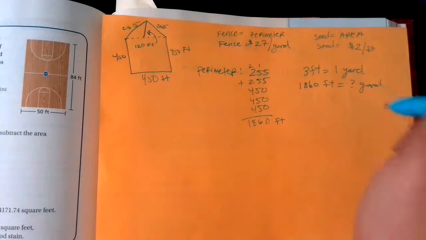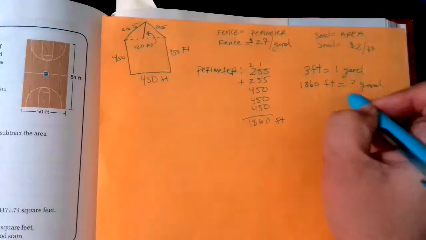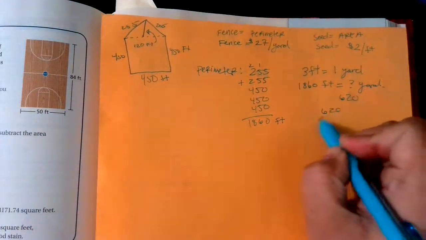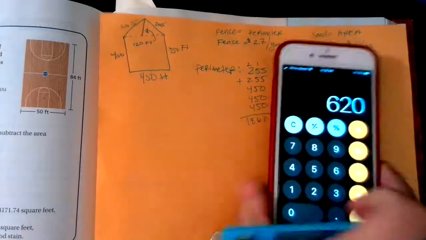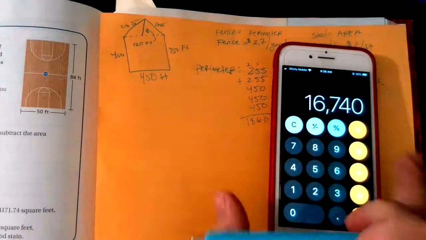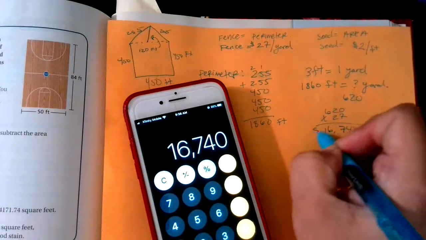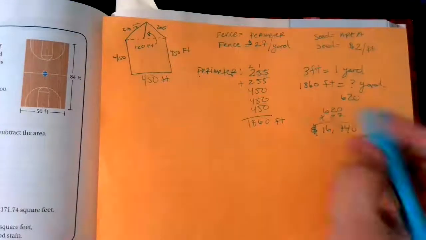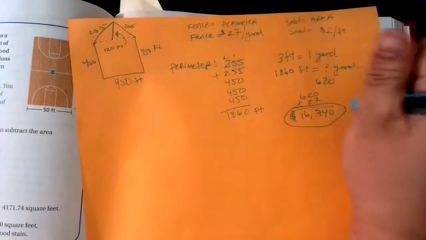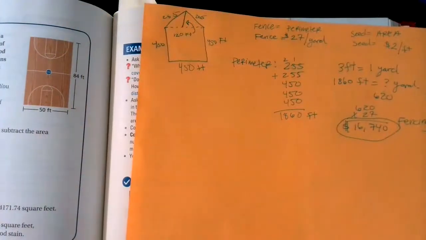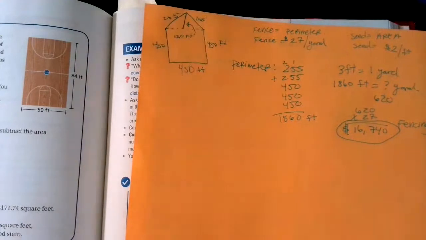So 1860 feet is actually equal to 620 yards. Right? And now that we know what this measurement is in yards, we can do 620 times 27 with my handy dandy calculator, and that is $16,740 for fencing, right? So for fencing only, keep that aside because I believe the question is how much does it cost to fence and seed?